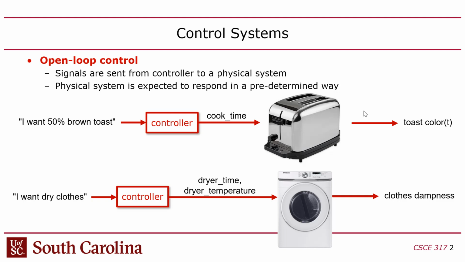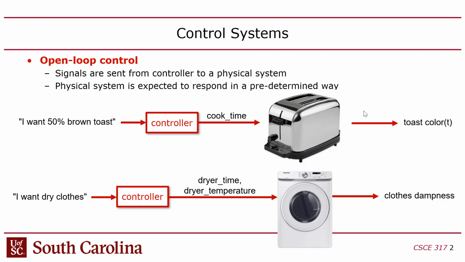And this is an example of what's called an open loop control system, where you have some desire, some set point that you have in mind, and then you control something, and then you get an output, and then you just hope that the output is what you wanted. The same thing with clothes dryers.